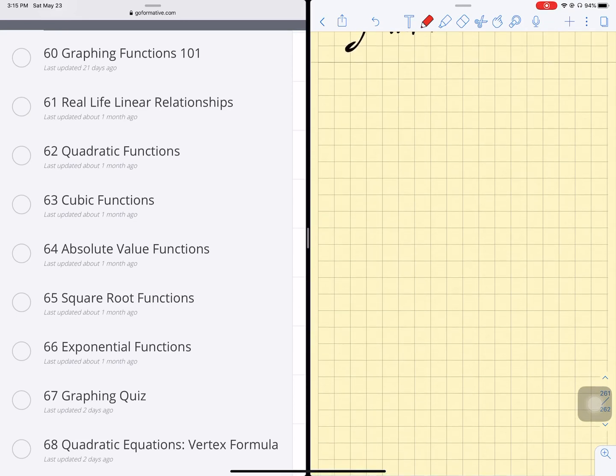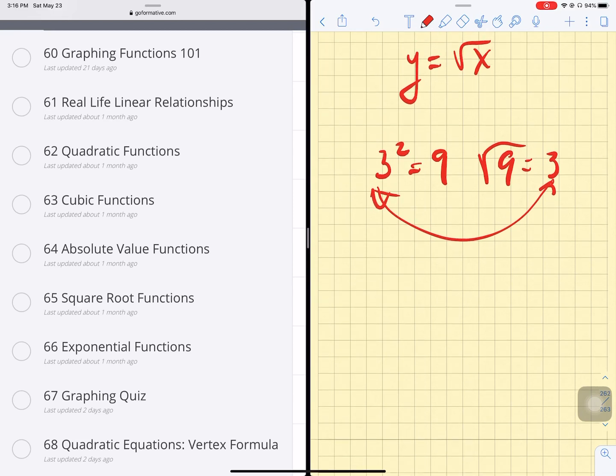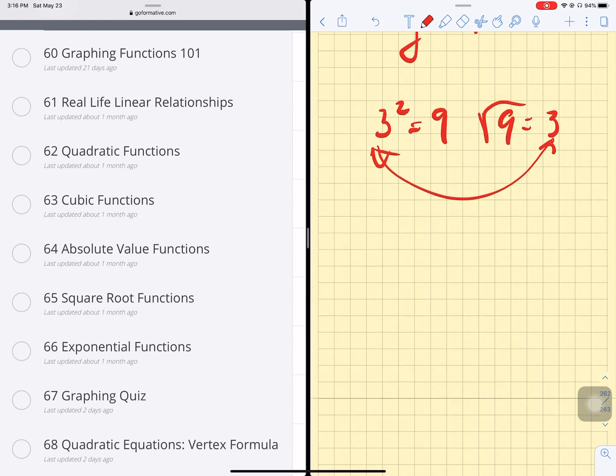Square root functions. So y equals the square root of x. A quick reminder on square roots. The square root of a number is the inverse of something being squared. So for example, 3 squared is 9. So the square root of 9 is 3. See how it goes back like that? So keep that in mind when you're doing these.